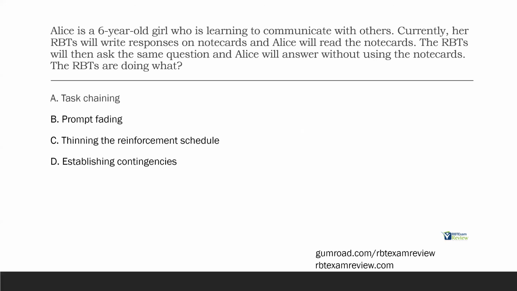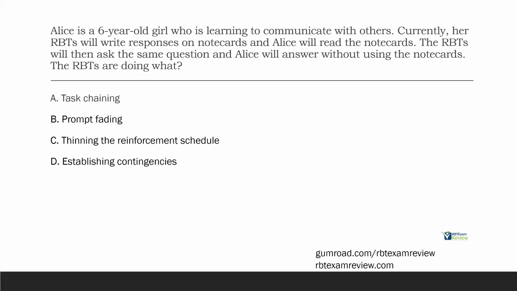They're trying to transfer control, okay, from the note cards to just the SD. Think about that sequence. The SD, okay, is the question, right? The prompt is the note card, and then the response occurs. Well, we don't want Alice's response to occur because of the note card. We want Alice to respond to the SD. So we transfer control from the prompt to the SD by removing the note card, and then Alice answers without the note card. So what are we doing?